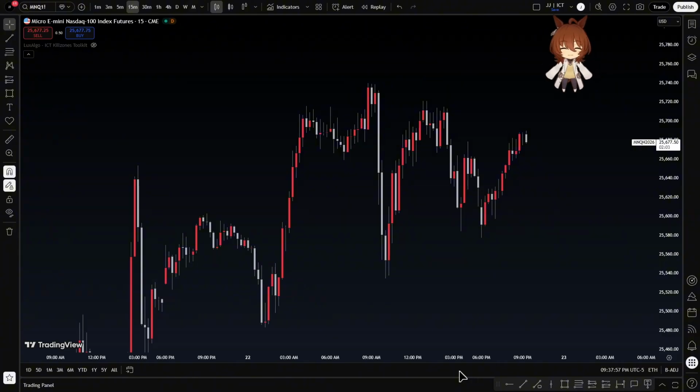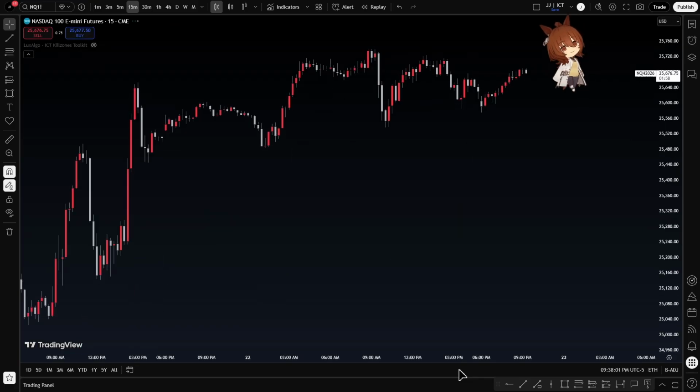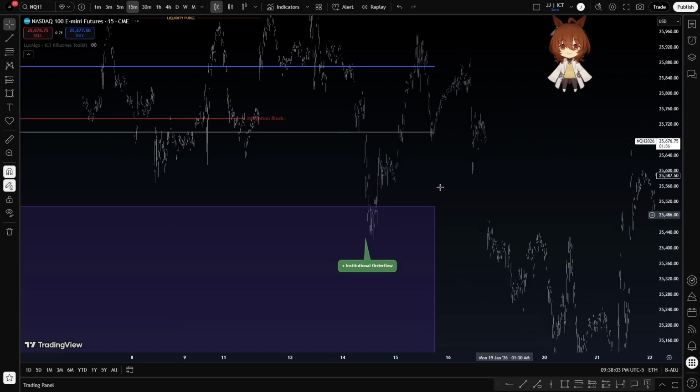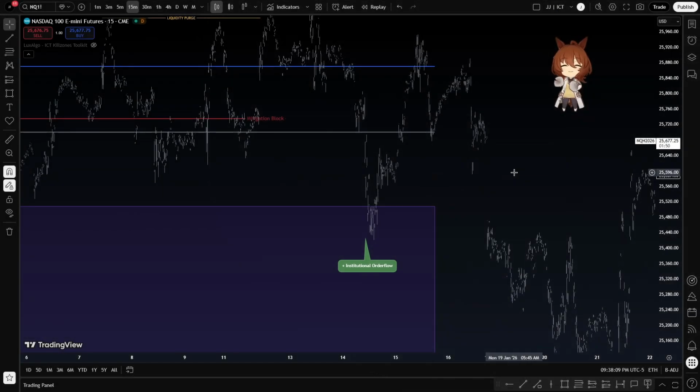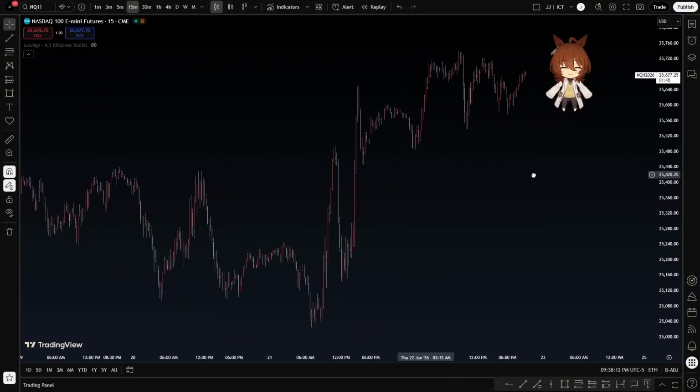Like I use this on a daily basis. Like literally, I probably have a drawing of a mitigation block on my Nasdaq chart. Let's see. Yep, it's right there. That's how much I use it. It's always there. And I forgot my gremlin is still on. I guess I'll just keep her there. Probably have to move her every once in a while.